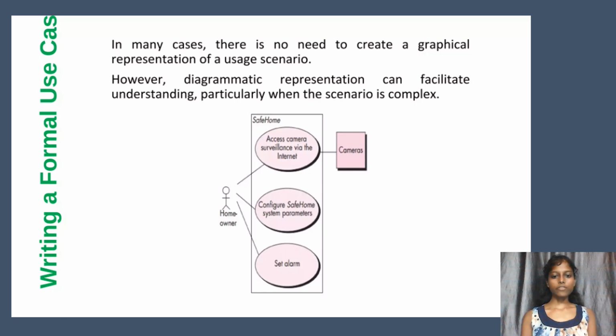For example, we had taken CCTV surveillance in a home. So there is a homeowner who acts as a primary actor here. He will be able to access camera surveillance via the internet, and also configure safe home system parameters and set the alarm in case there is any threat. Accessing camera surveillance via the internet is connected to cameras. Instead of writing the description, if we do a diagrammatic representation, it will be much easier to understand also. That's why we'll be using this.